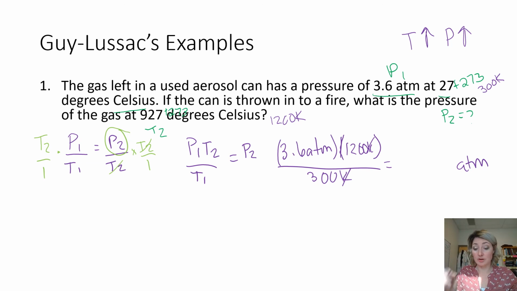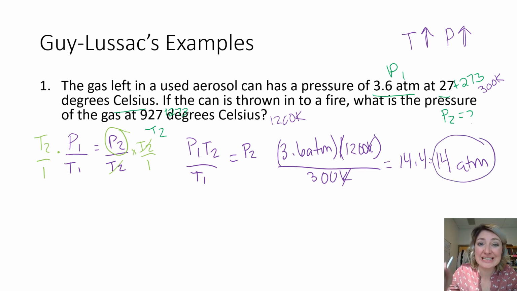So multiply across, divide by the bottom, and you get 14.4 atmospheres, but that's not the right sig figs. So rounding to 2 sig figs, because that's what I have in the problem, you have a pressure of 14 atmospheres. I guarantee that can can't hold that pressure. You throw that can on the fire, it's going to blow up. It's a good life lesson.